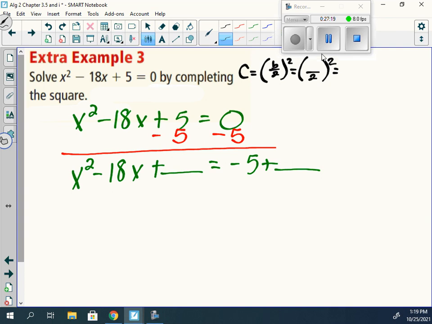For this equation here, what's the value of b? Negative 18. Negative 18 divided by 2 is negative 9. And negative 9 squared is 81. Any questions on this here so far?